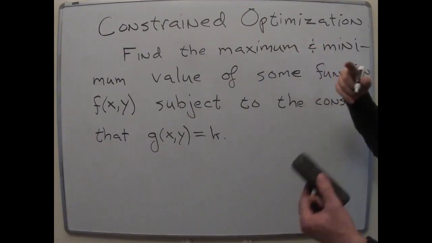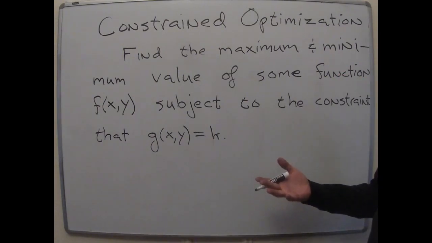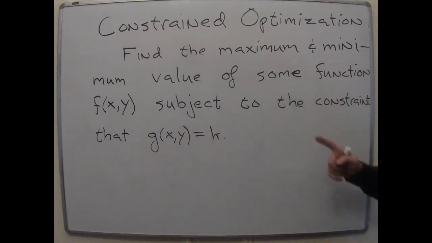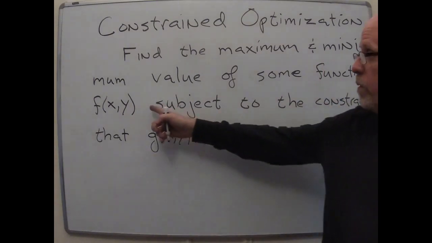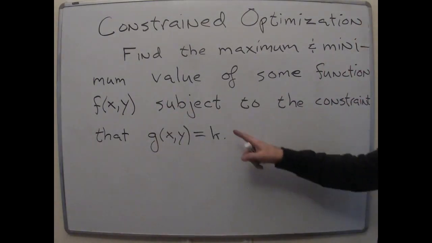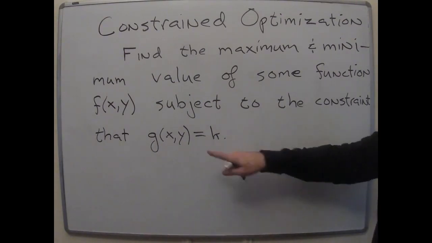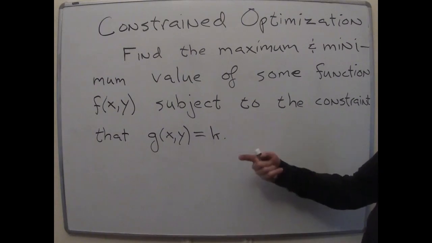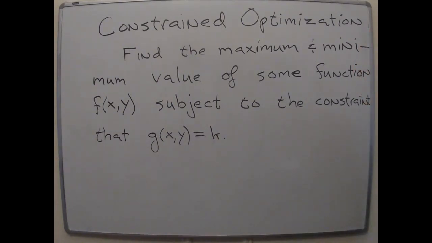Optimization is the generic way to refer to finding best values. They sometimes are best when they're at a maximum, sometimes best when at a minimum. So we'll just say we'll find them all. We'll find both maximum and minimum values of some function. So the function will be a function of two variables, and it'll be subject to a constraint. And this is how we'll say the constraint. The constraint is implicitly defined as the k level curve of some function g of xy.